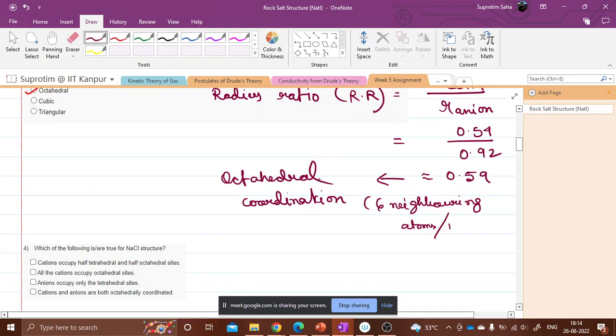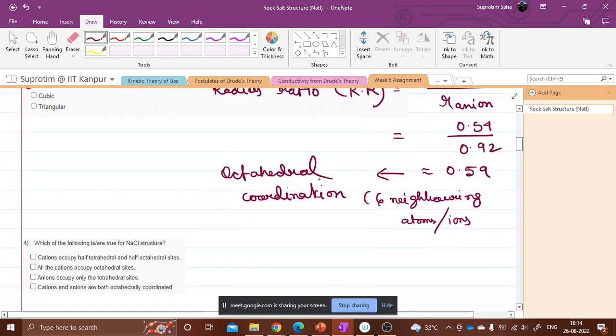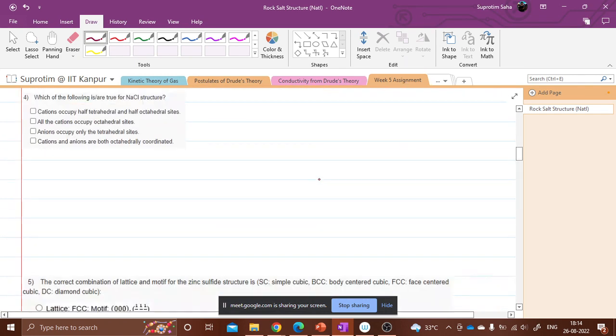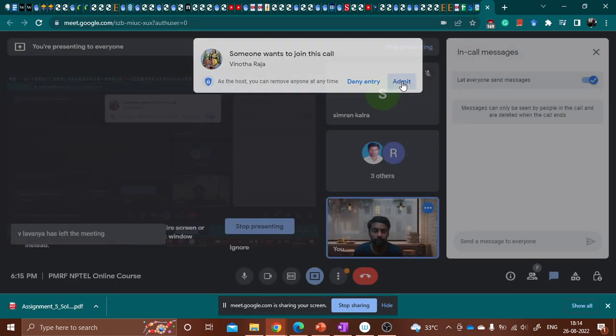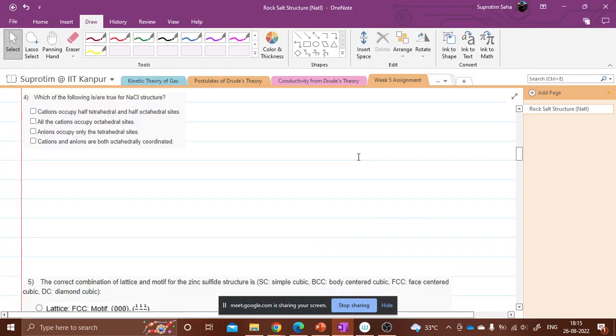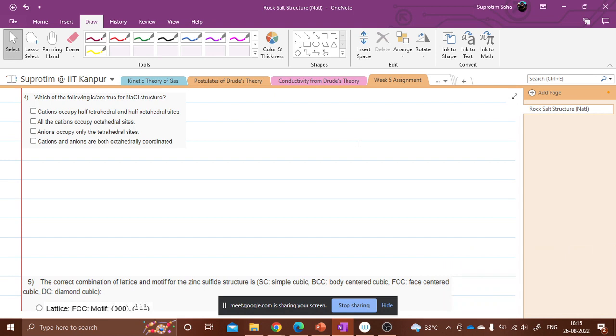Okay. So the next question: which of the following is or are true for the NaCl structure? Four options are given. Cations occupy half tetrahedral and half octahedral sites. All the cations occupy octahedral sites, and anions occupy only the tetrahedral sites. And the last option is cations and anions are both octahedrally coordinated, right?